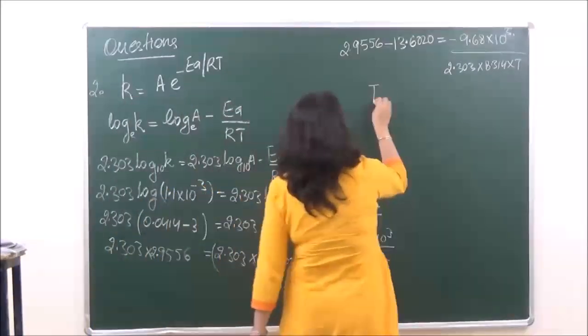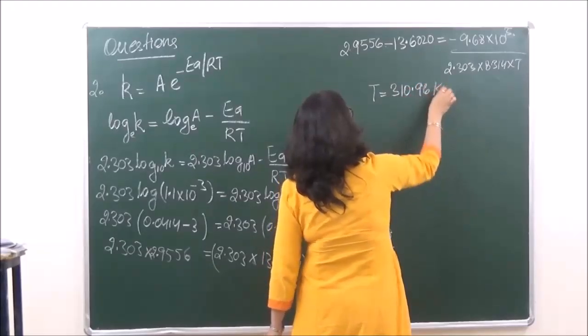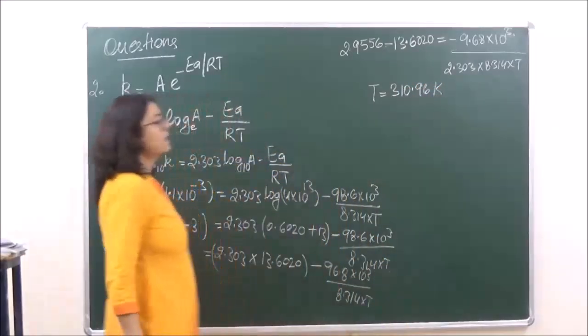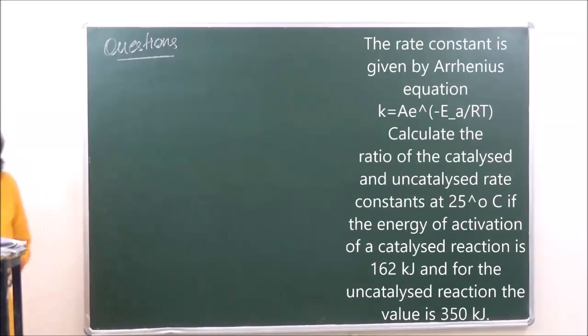So the temperature is 310.96 Kelvin. Got it? So this is how you're going to do this question. Then let's go on to question number 3. What is question number 3?